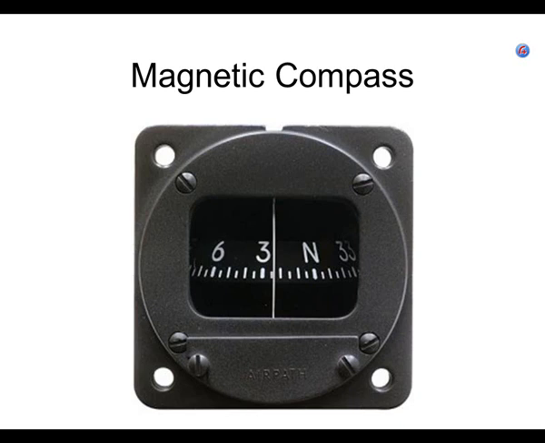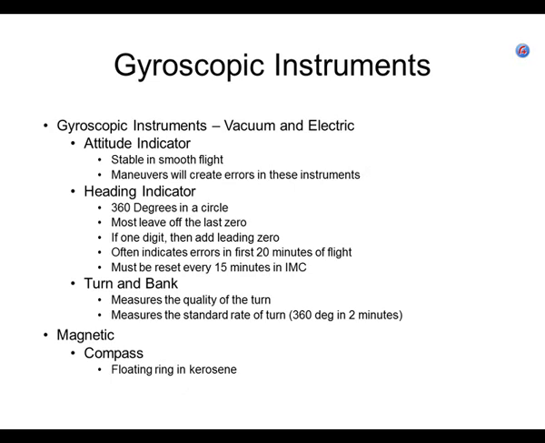But again, remember we showed the cockpits of the 747s? So almost every aircraft flying in the world today, even the Concorde, had a compass in it. Okay, the compass itself, that little ring, is floating in kerosene. So no matter what happens to the airplane, that little ring always points north, to the north magnetic pole.